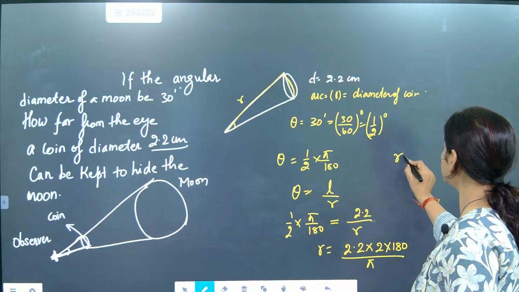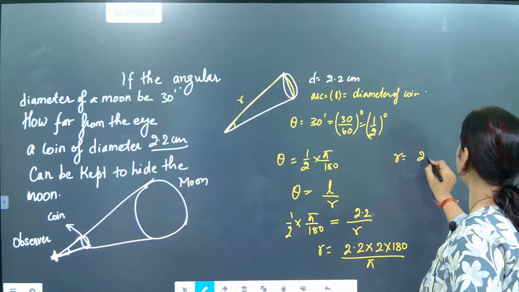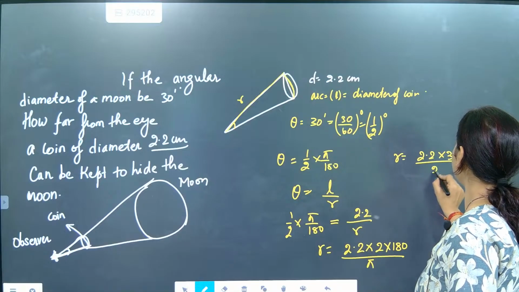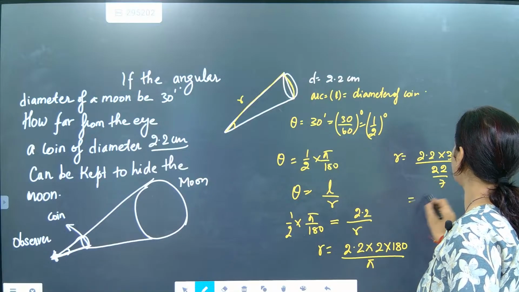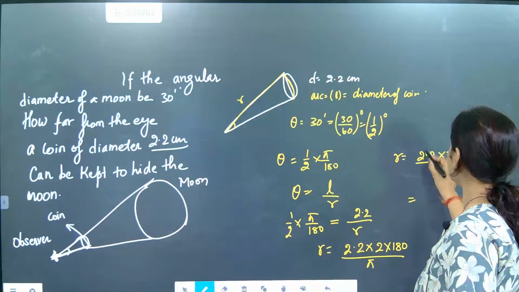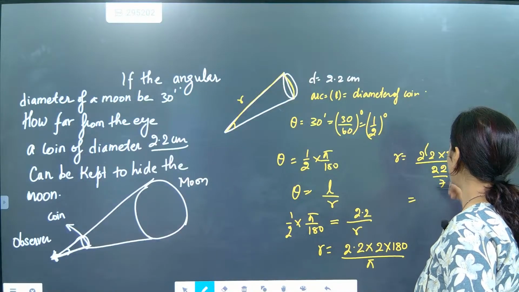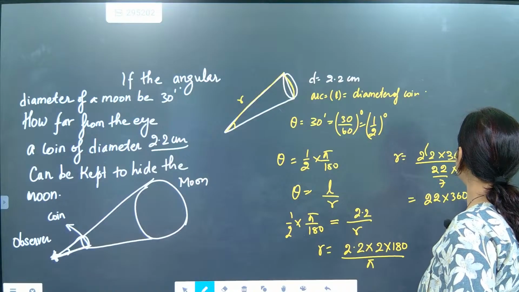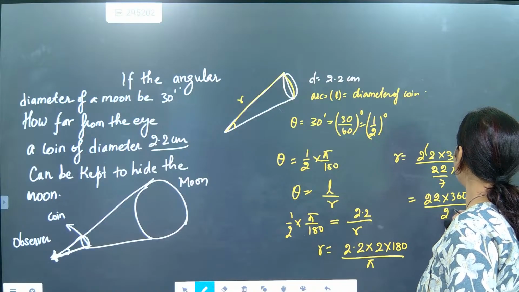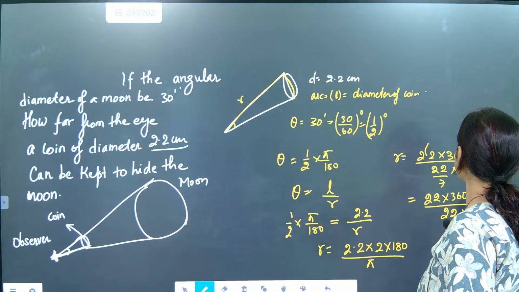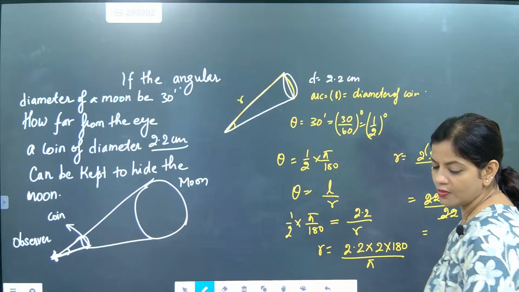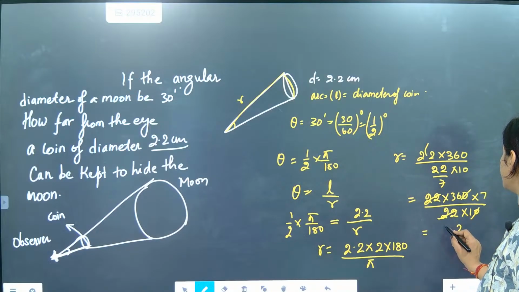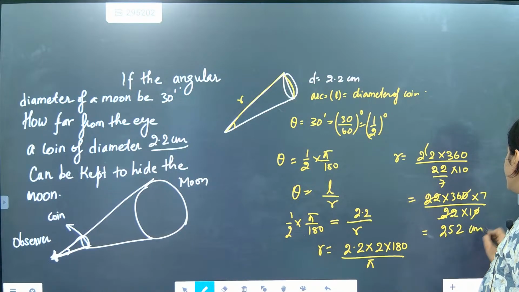Okay. So radius will be coming as 2.2 into 360 by 22 by 7. So here we will just cut this decimal. 110 will go down, 7 will go up. 22 into 360 into 7 by 22 into 10. So how much is it coming? 7 6 are 42, 7 is 21, 252 centimeter.